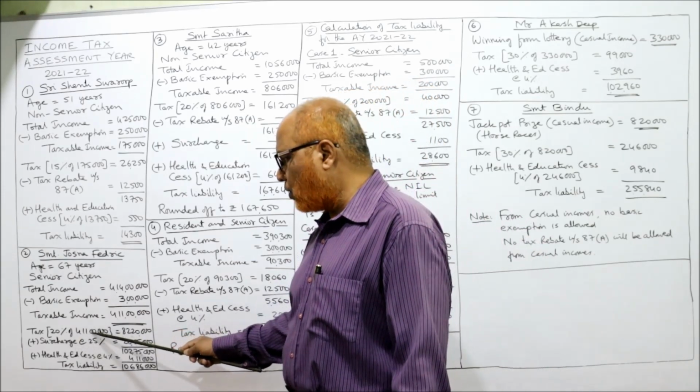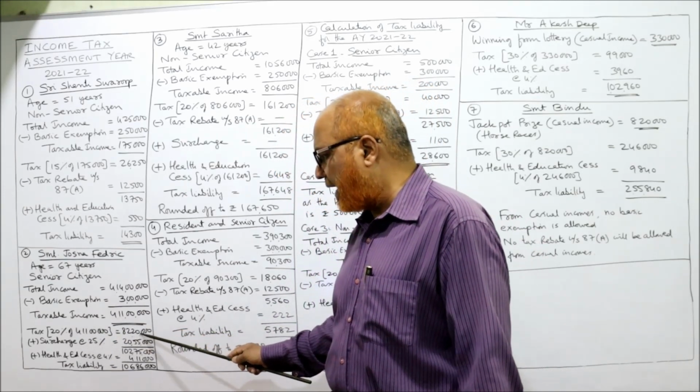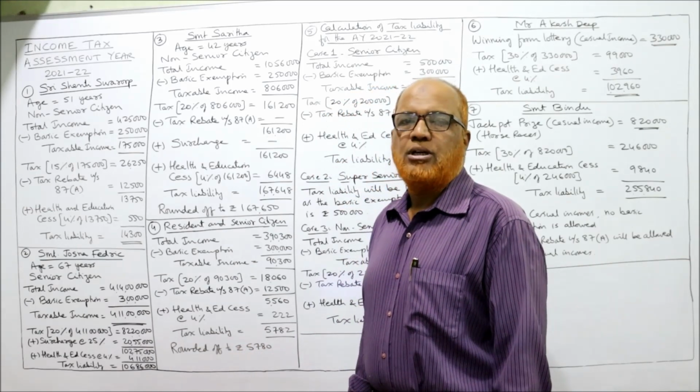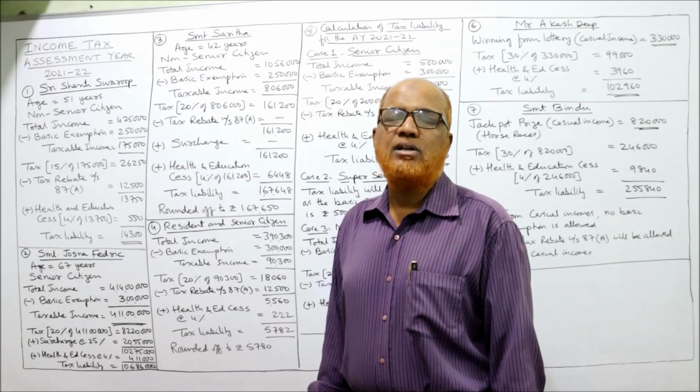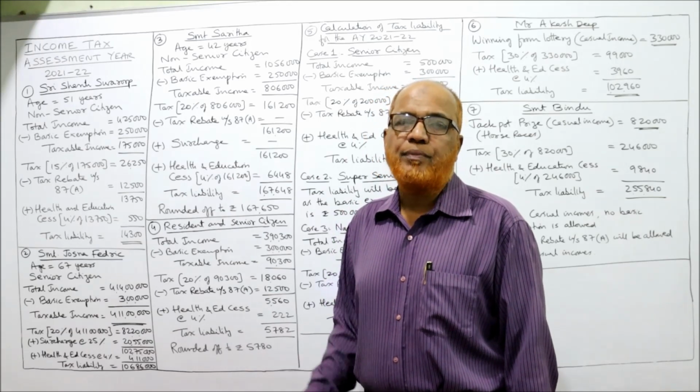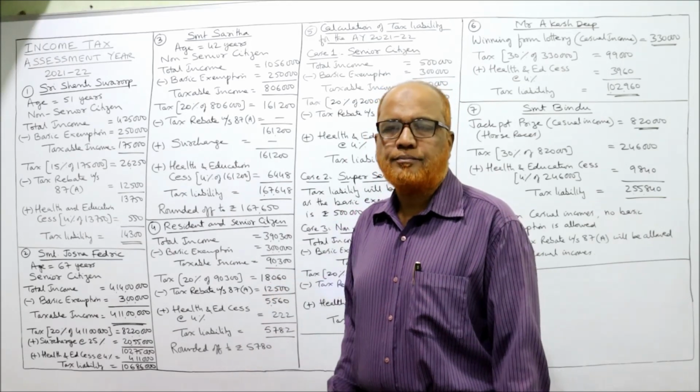So 20% of 4 crore 11 lakh comes to 82 lakh 20,000. To this basic income tax, we add surcharge. Now what is the rate of surcharge? Now you remember. Note it down.